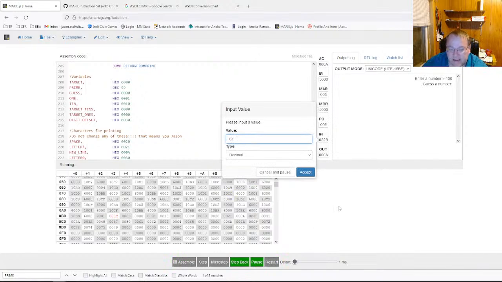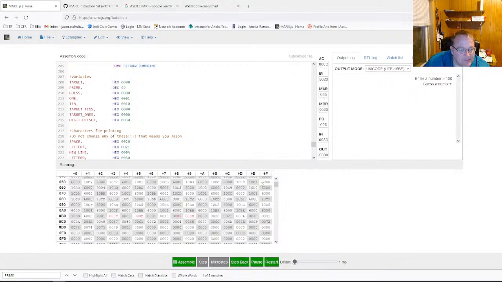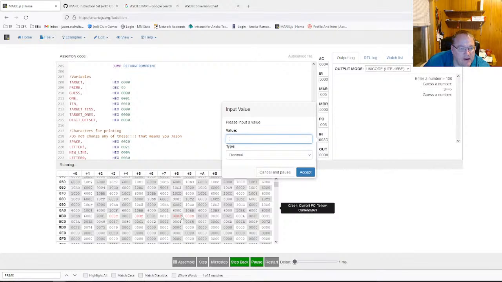Now, our value will be 61. So here's our 3Z here. We're going to accept this as our guess. So that's 1 high. And so that is a D. That's disconcerting. Why is it doing that?